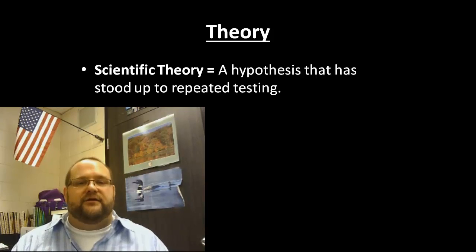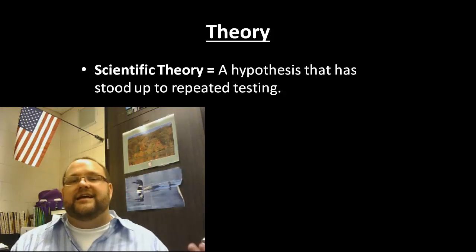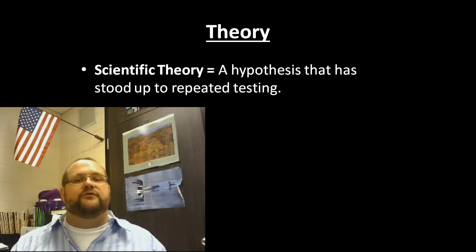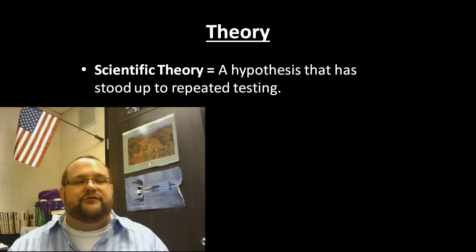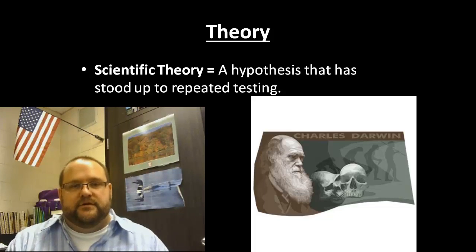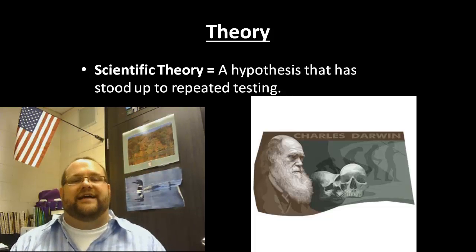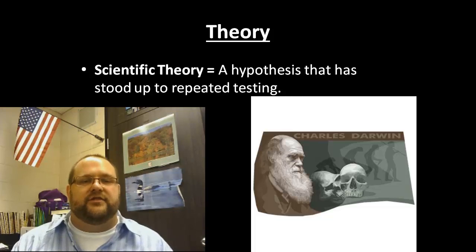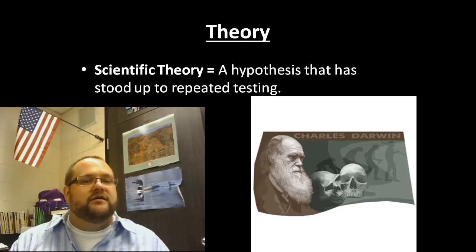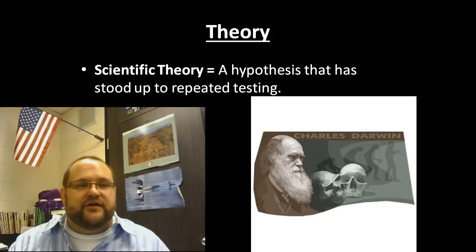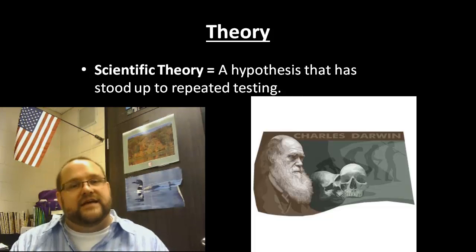A scientific theory is a hypothesis that has stood up to repeated testing. So this is a hypothesis that has been tested over and over again and never proven false. An example of that is evolution. You hear evolution being talked of as just a theory. It's just a guess. It's just what Darwin thought. Right now, evolution is a hypothesis that has never been tested false, scientifically.